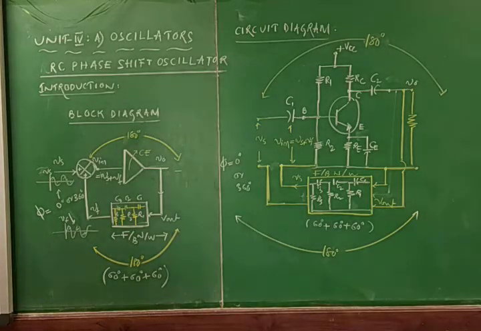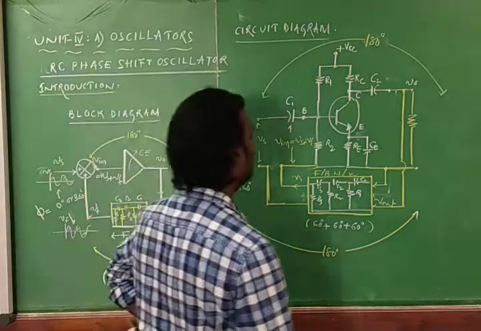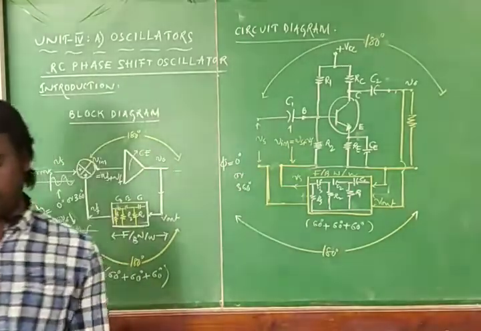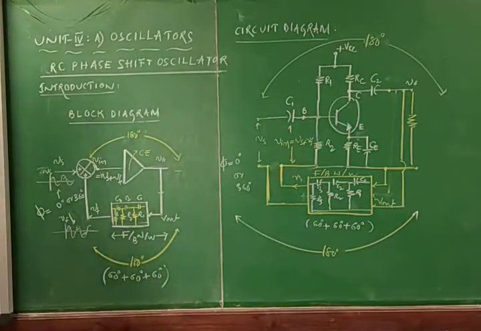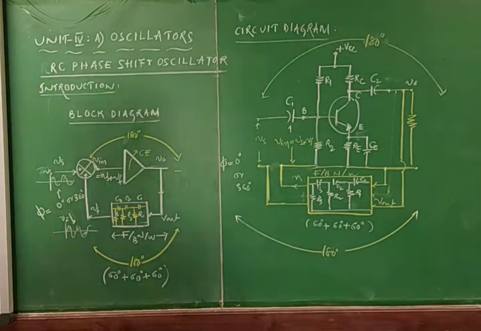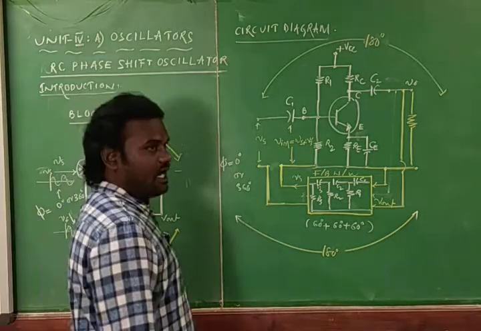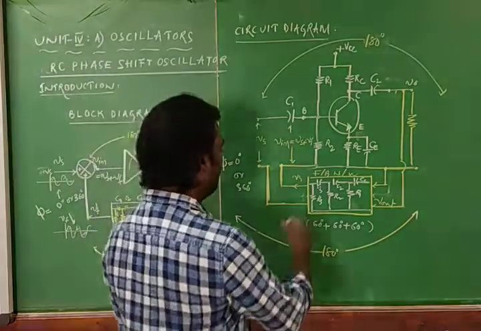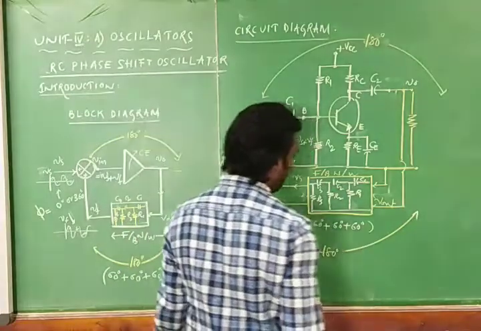At the end we have to calculate the frequency of oscillation for this circuit. The frequency of oscillation of this RC phase shift oscillator is given by one equation: fo is equal to 1 by 2 pi times the square root of 6, over the square root of R1 R2 R3 C1 C2 C3 under the root, as applicable in this condition.